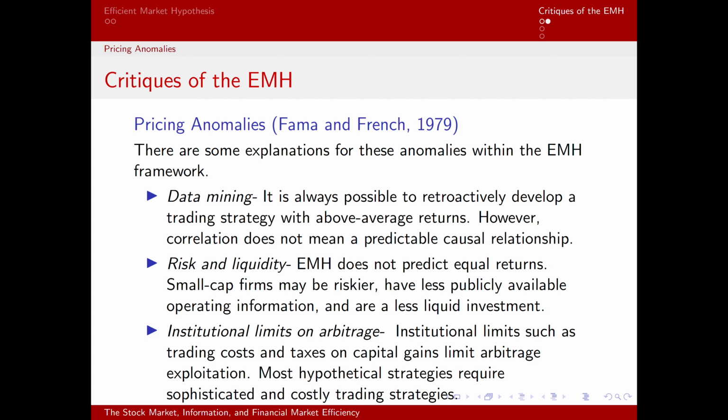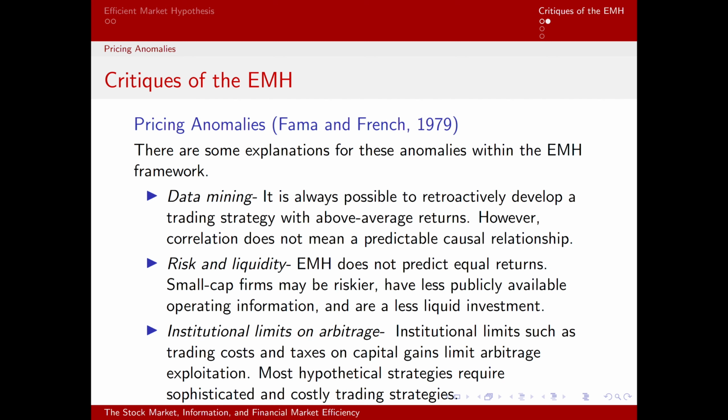So, with all of these, if you remember back to chapter 4, all of these would indicate that an investor in a small cap firm would require a net higher rate of return. And so that actually would go consistent within the EMH. And so it may not actually be a pricing anomaly in the first place.